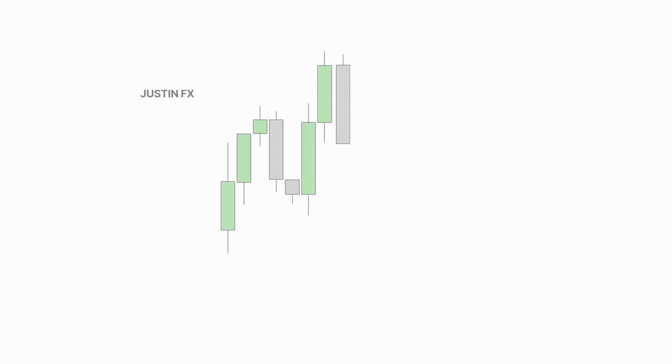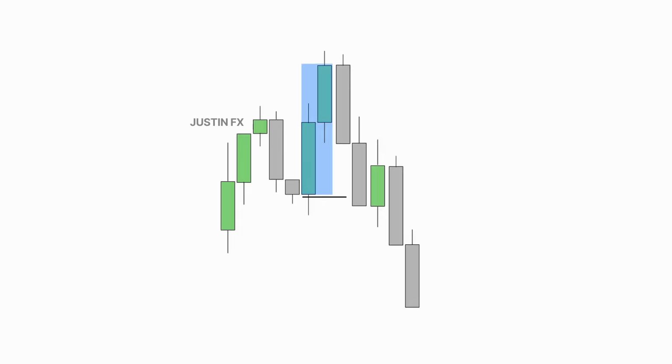Now let's talk about change in state of delivery. This one's more about how price is moving, not just where it's going. It's not watching for a close below the swing. It's paying attention to displacement below the open of a previous bullish candle or a series of them. When price breaks and closes below that opening level, that is called a change in state of delivery.